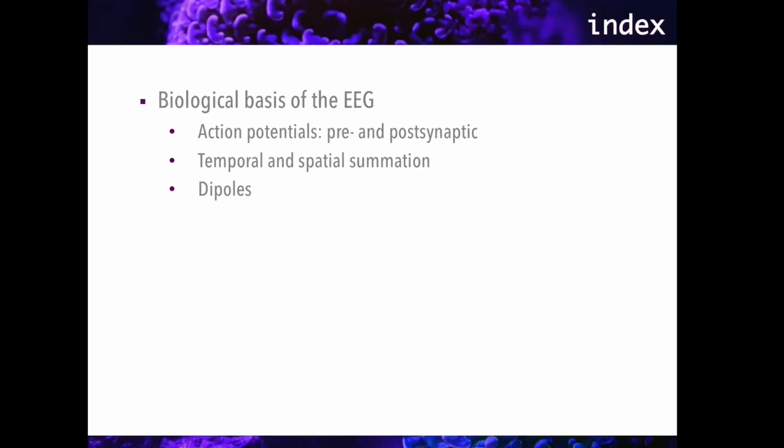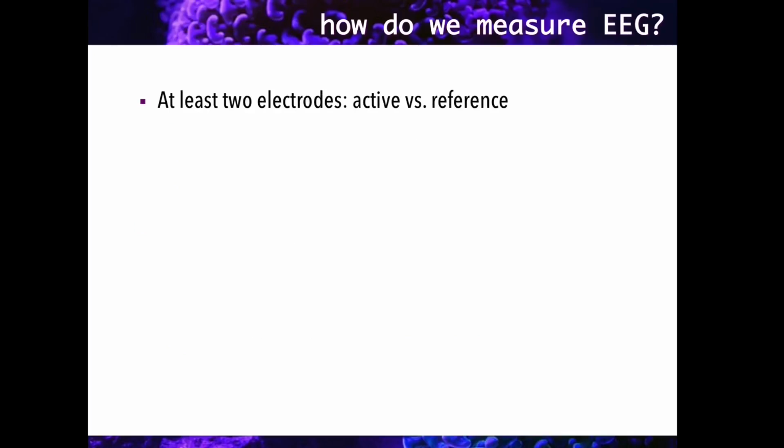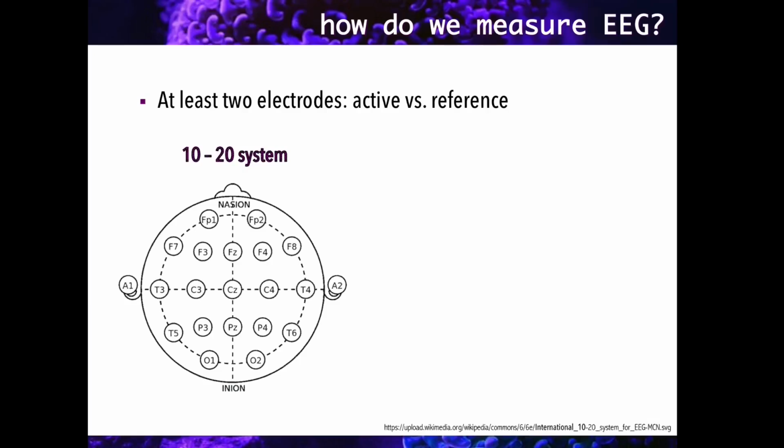Okay, so now that we've had an overview of the biological basis of the signal we are measuring, we'll move to a few considerations about EEG measurement. To measure EEG, we need at least 2 electrodes, a reference and an active one, to record their differential voltage. In EEG research, we use more than 2 electrodes, although this number varies considerably. A classic arrangement is the 10-20 system, where 19 electrodes record EEG in specific pre-established positions.